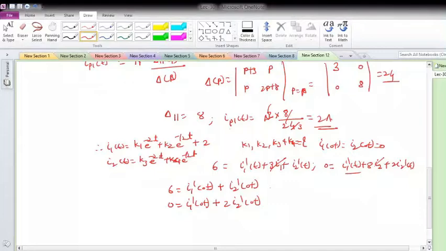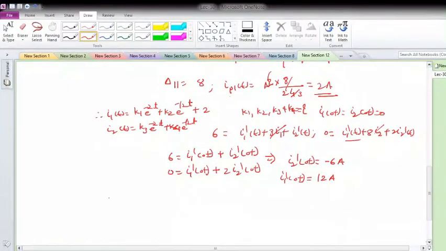And I can solve this using simultaneous equations. So with that I will get I2 dash of 0 positive is minus 6 ampere. Okay, and if you put it in this equation, I1 dash of 0 positive will be 12 ampere. Okay, so now what I got is I1 of 0 positive is K1 plus K2 plus 2, and I2 of 0 positive is K3 plus K4. I know I1 0 positive and I2 0 positive. From that I will get two equations.